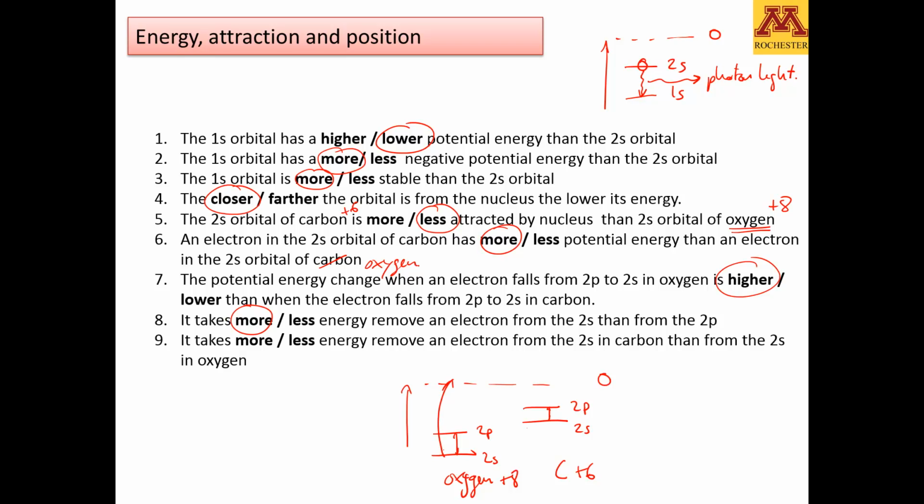Does it take more or less energy to remove an electron from the 2s in carbon or from the 2s in oxygen? We said that because oxygen has a more positive charge, the electrons in the 2s have a lower energy, more negative. The required energy for oxygen will be higher. The required energy to remove the electron from the 2s in carbon will be smaller. So there will be less energy in carbon than in oxygen. The next step will be to apply these concepts to when there is more than one electron in the same shell, so we can talk about shielding and effective nuclear charge.